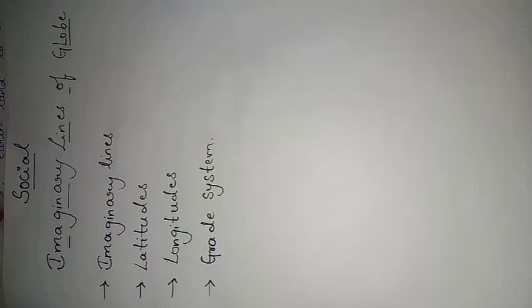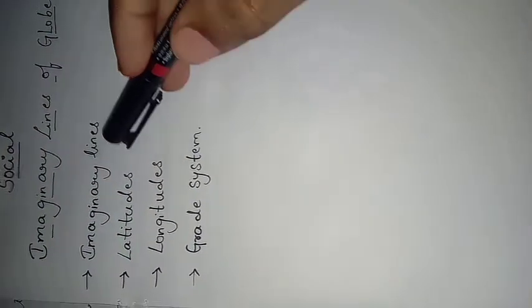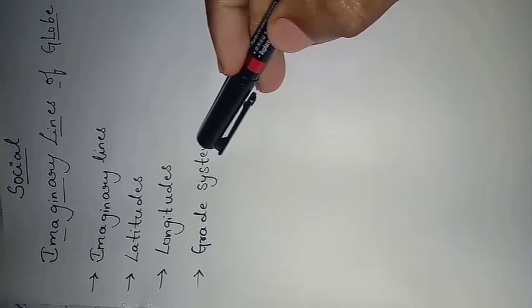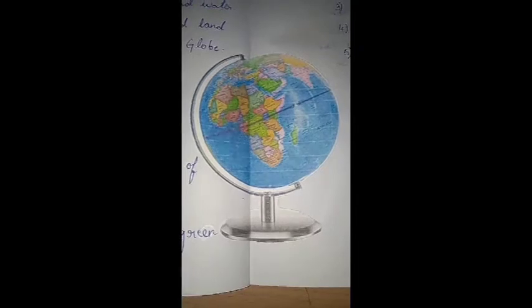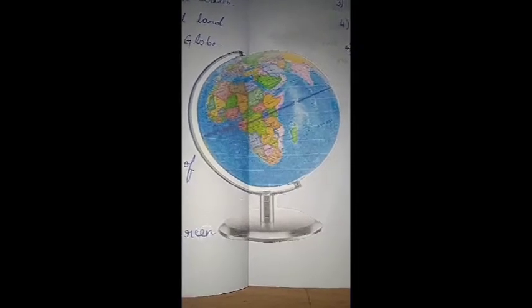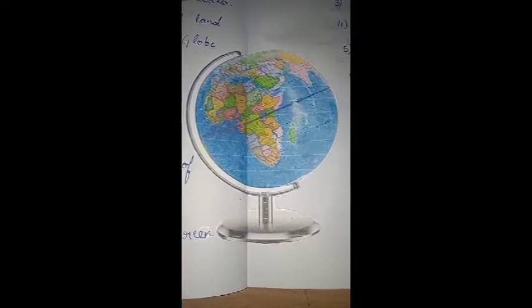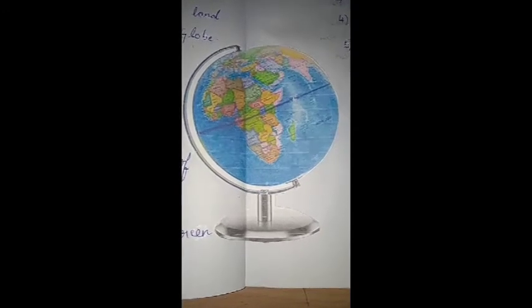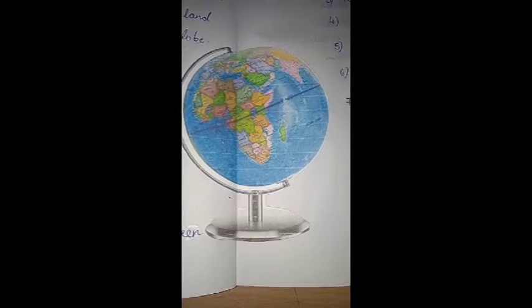Morning everyone. Today we are going to learn a topic called imaginary lines of a globe. In this class we are going to learn about imaginary lines, latitudes, longitudes and grid system. Now going to the topic. The earth is made up of large land masses. They are called continents, and the water bodies are called oceans, and there are a small number of islands.